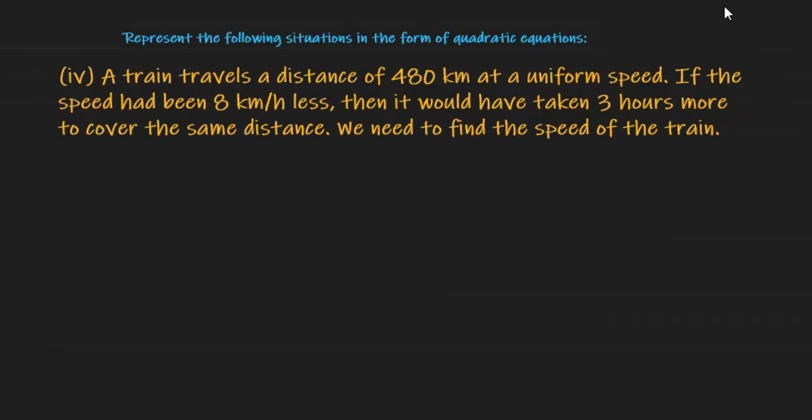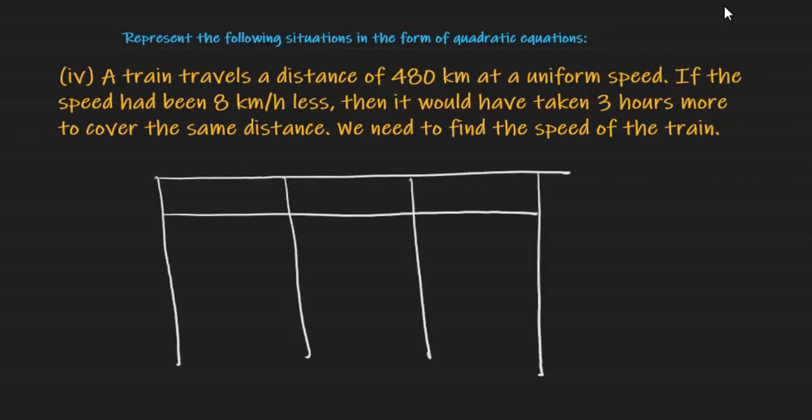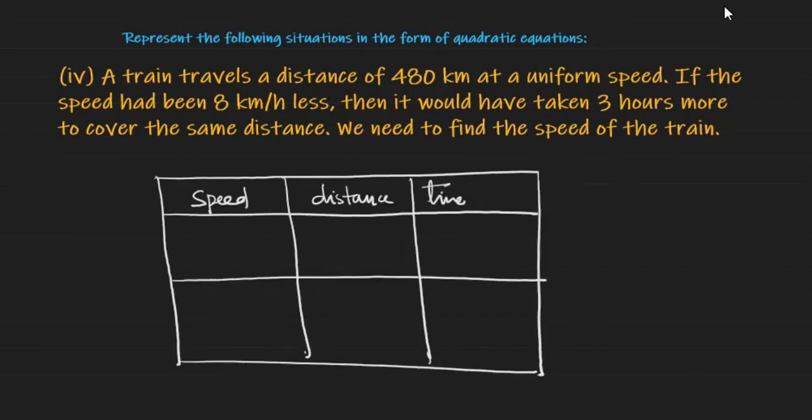In order to represent this situation in quadratic form, let's make a table which consists of speed, distance, and time. In case 1, the train travels a distance of 480 kilometers. So this is in kilometers. Even in the second case, the distance remains the same, 480 kilometers. So let's fill 480 kilometers in these two boxes.